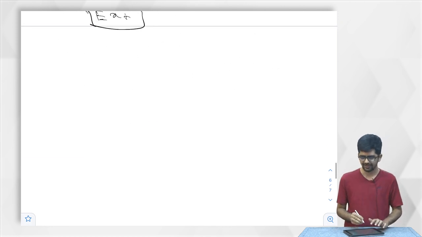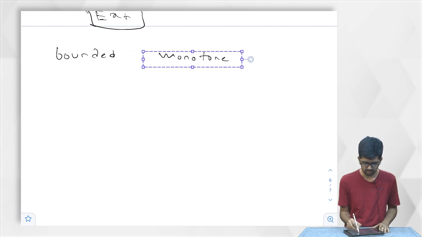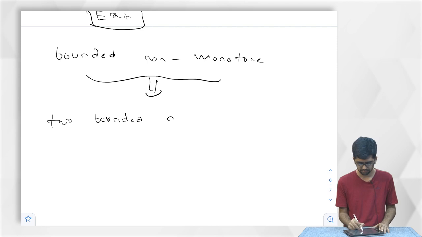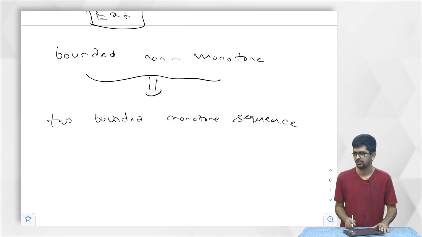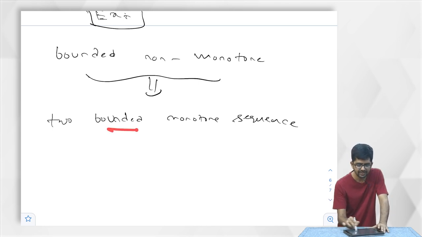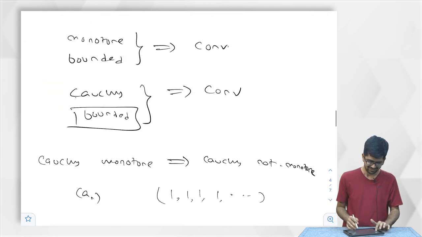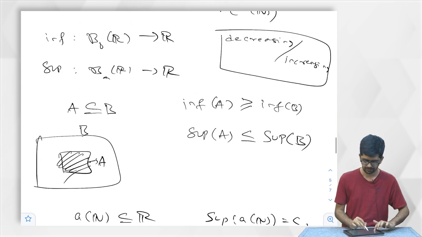So, given a bounded non-monotone sequence, this gives us two bounded monotone sequences. One by considering the supremum, one by considering the infimum. Now, what? For these two sequences, I can apply the theorem that I am very desperate to apply. This is the only theorem that I know, so I want to apply it somewhere. So, I will apply this theorem for those two sequences.